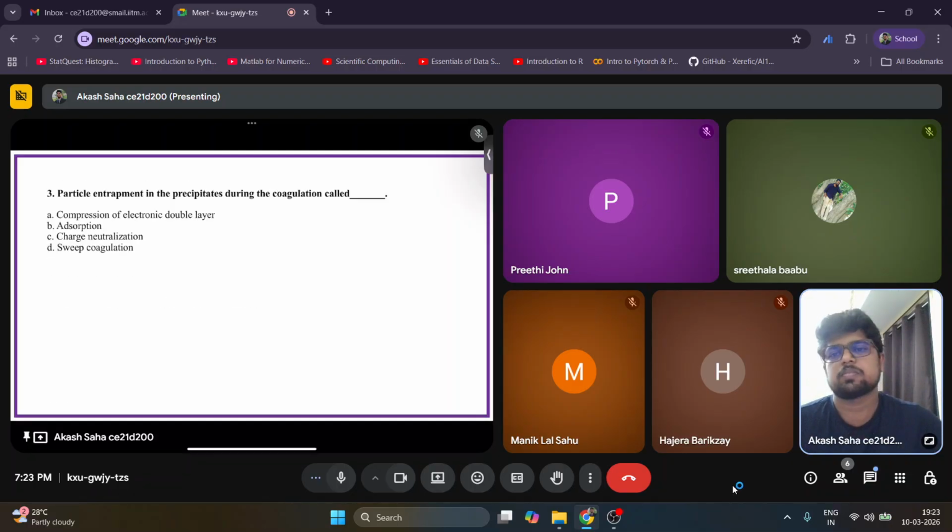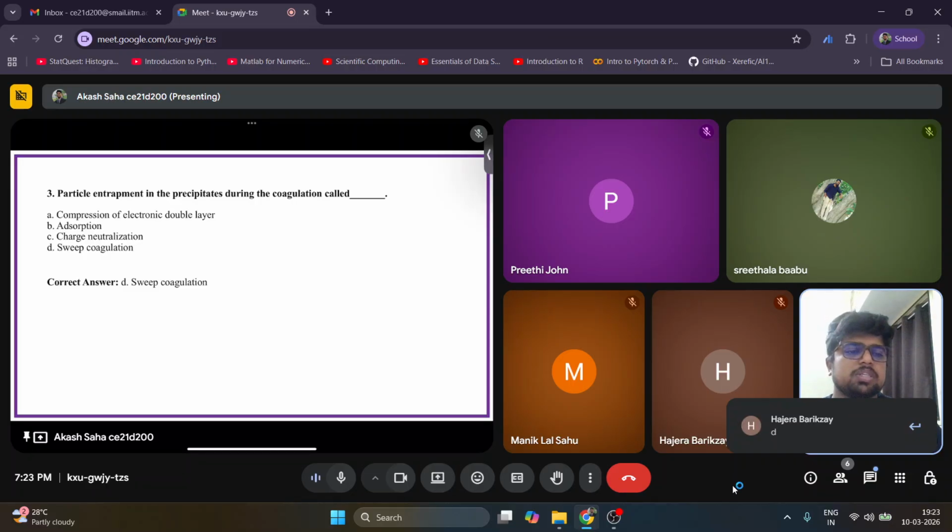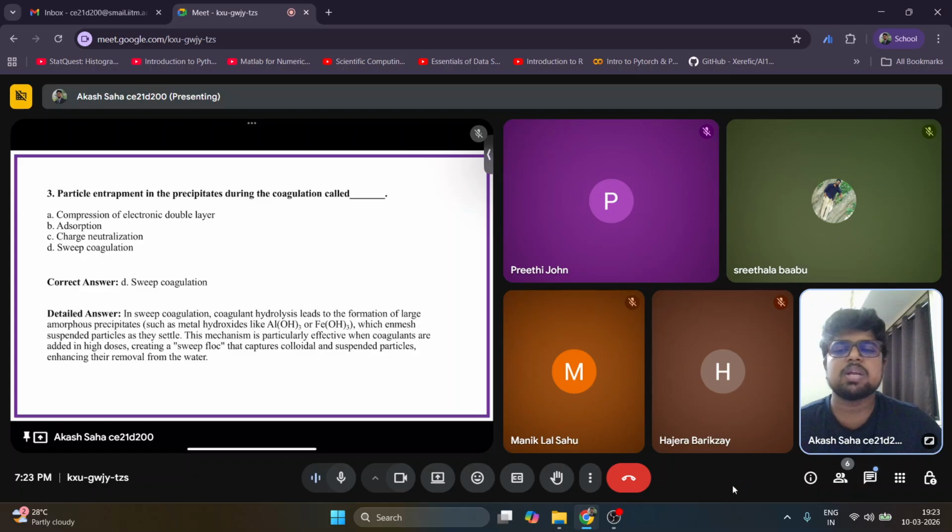Okay, let's go to the next problem then. Particle entrapment in the precipitates during the coagulation is called, so it is one of the mechanisms of coagulation. Yes, that is the correct answer. It is called sweep coagulation. So what happens in sweep coagulation is that the coagulant hydrolyzes to form some precipitates.